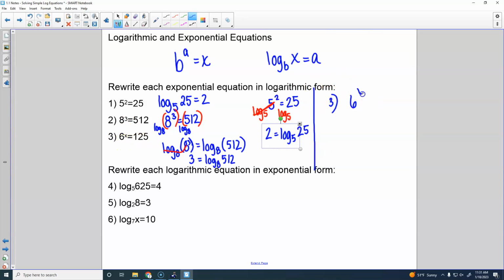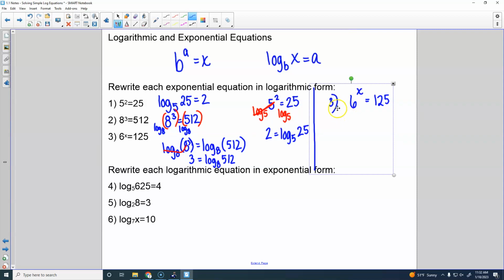If I've got 6 to the x equals 125 here, we're going to see this a lot when we're solving equations, where you're trying to find that x. So you got to get rid of the 6. The 6 is a base for an exponent. You can't just divide by 6.